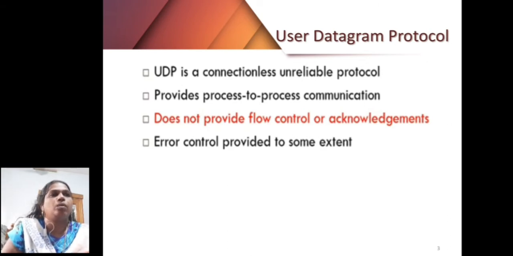Already in module 6, the first topic we have studied is Transmission Control Protocol, which is a connection-oriented protocol. But UDP is connectionless and it is also an unreliable protocol, because we won't receive any acknowledgement for the communication that has been initiated, and it is used for establishing process to process communication. Here in UDP it does not have any flow control or acknowledgements, but it provides a small support for error control mechanisms.